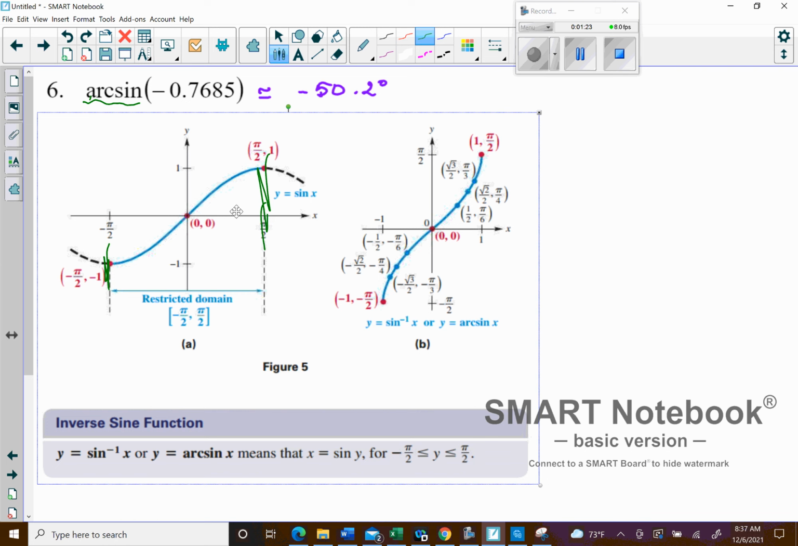So here is the sine graph. Here is the inverse of sine, or arc sine. And so right here they ask us, what is the arc sine of negative 0.7685? You have to put that in your calculator to figure that out. But basically they're asking you at what degree mark are you going to get that. And so we got negative 50.2, which would be within the restricted domain right there. So it's basically between negative 90 and positive 90 degrees. And so we're good to go on that one.